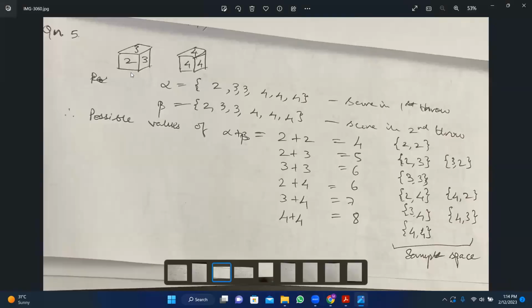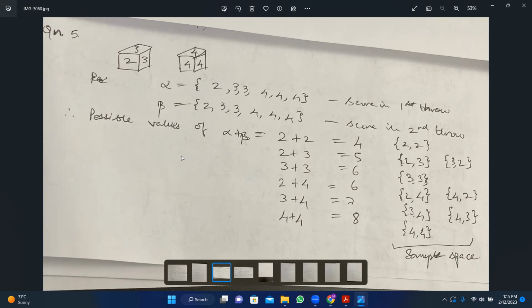So we have 2 dice over here. We have one dice which is thrown 2 times. So we have 2, 3, 3. This is 3 faces. The other 3 faces are 4, 4, 4. So in the first throw, we can get these different values, like this 2, 3, 3, 4, 4, 4. And in the second throw, we'll get the same set of values 2, 3, 3, 4, 4, 4. Now the sample space will be pairs taken first element from this set and second element from this set.